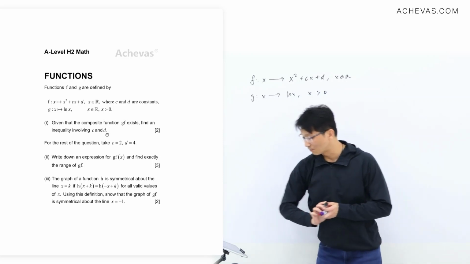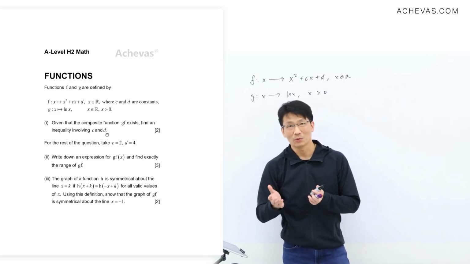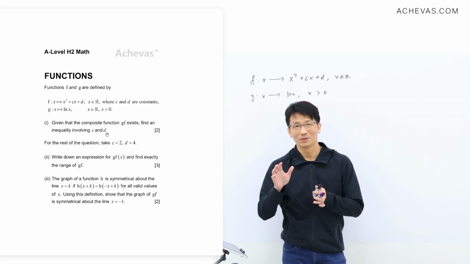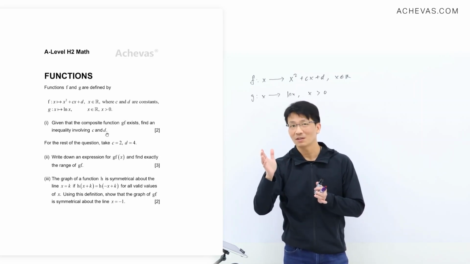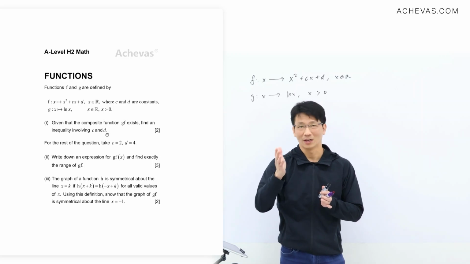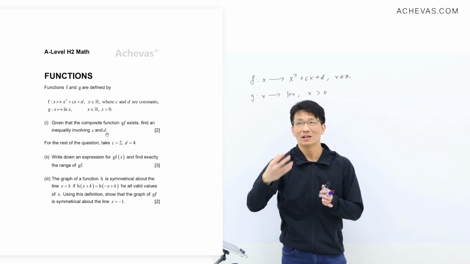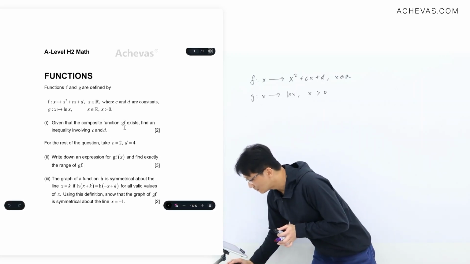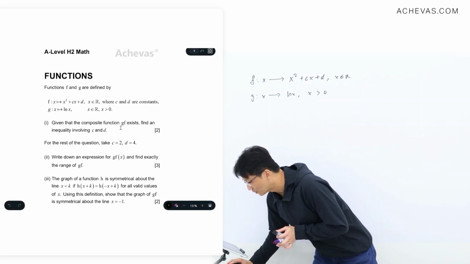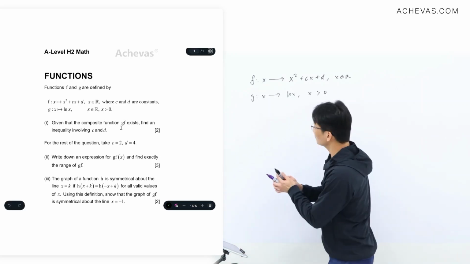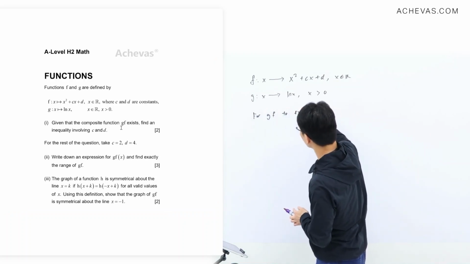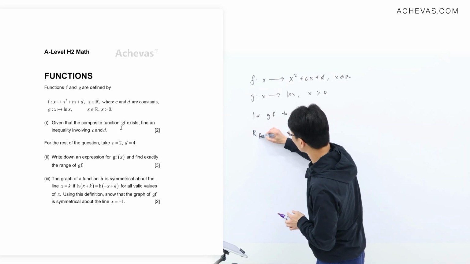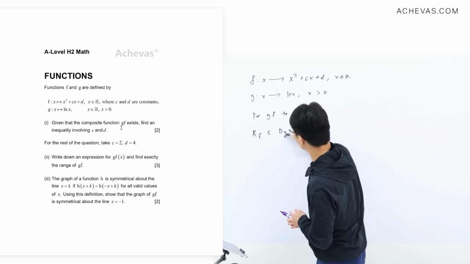In order for the composite function gf to exist, it must satisfy a certain condition. The condition is that the range of the inner function must be a subset of the domain of the outer function. For gf, the inner function will be f, and the outer function will be g. For gf to exist, the range of f must be a subset of the domain of g.